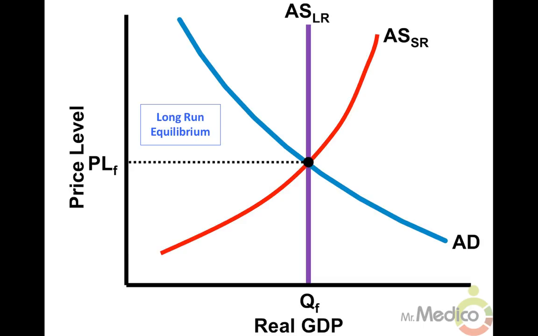So if you are sketching this out on the AP exam, make sure you write real output or real GDP on the x-axis. Make sure you write price level, not just price. If this was AP Micro, you would just write price and output on most of the models that you need to know. But for macro, you have to indicate that you're working with price level and real output, real GDP.